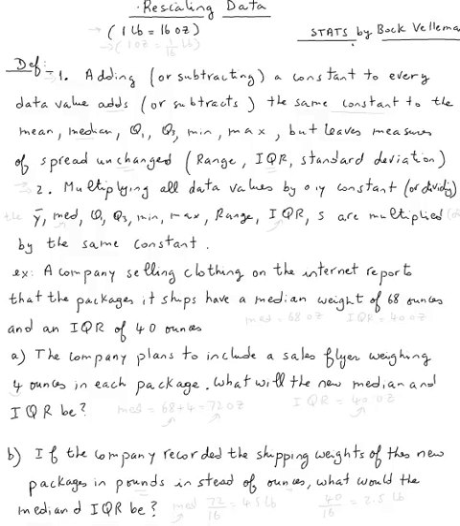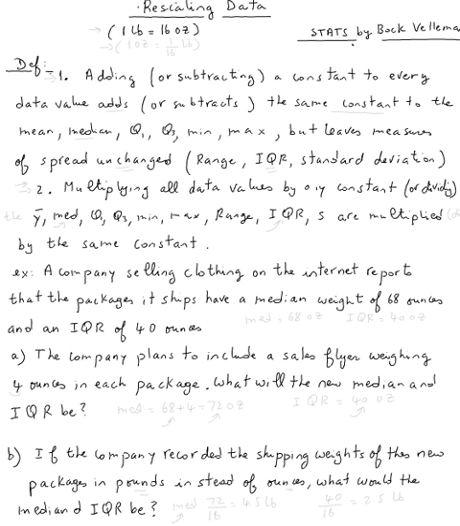The topic is rescaling data. So let's read the definition first. Adding or subtracting a constant to every data value adds or subtracts the same constant to the mean, median, and the quartiles Q1 and Q3, and the min and the max, but leaves measures of spread unchanged. In other words, the range, the IQR, and the standard deviation would not change.